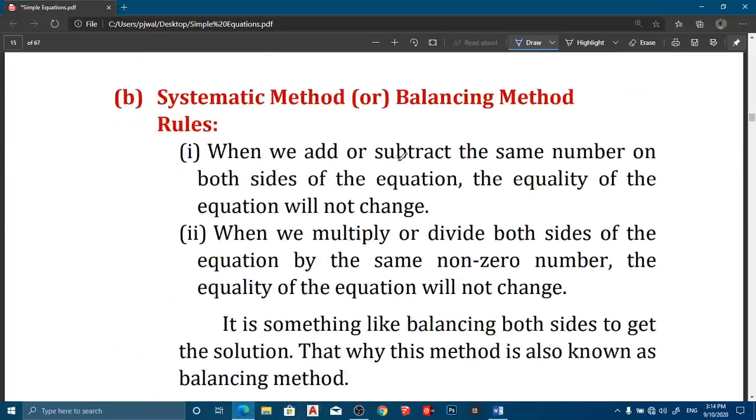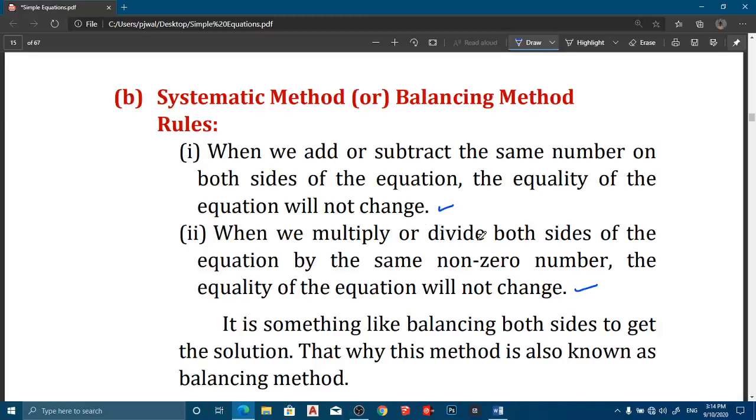When we add or subtract the same number on both sides of the equation, the equality of the equation will not change. So this is rule number one. You have to remember: when we multiply or divide both sides of the equation by the same non-zero number, then also the equality of the equation will not change. If you know these two rules, you can apply the balancing method.